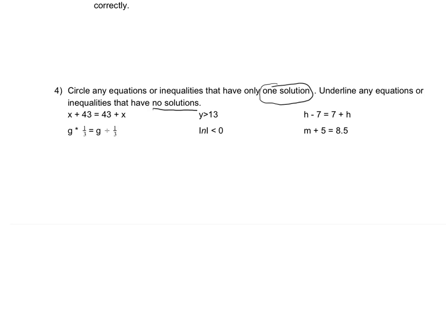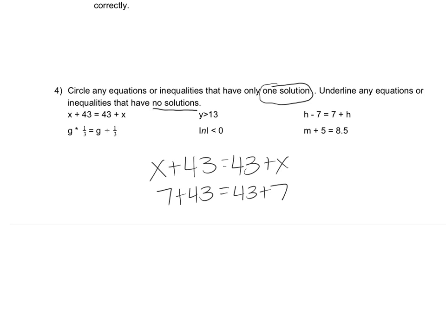Now let's go through and figure out how many solutions there are. How many numbers could the variable be? For this first one, I'm going to think, what possible numbers could x be? Let's try 7. Let's see if that works. So instead of x, I will write a 7. Well, this side equals 50, this side 52. It's the same. So I know for sure it's at least one solution. Let's see if any others will work.